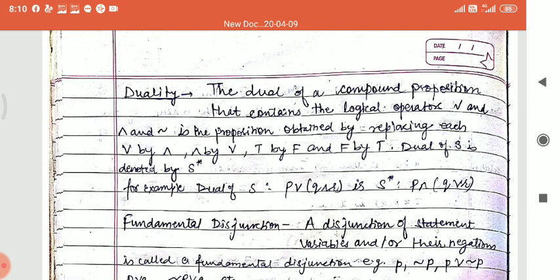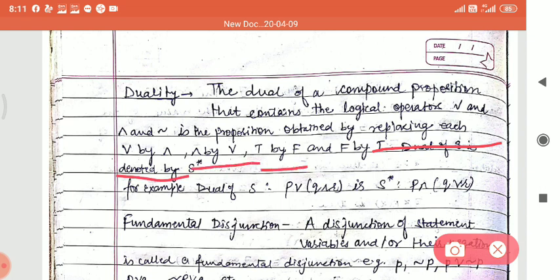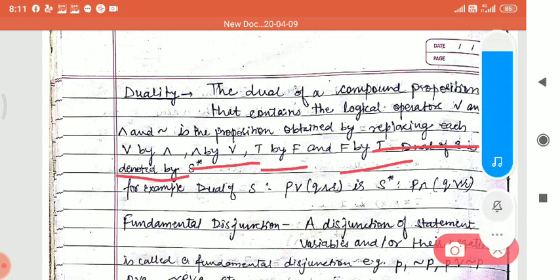How? For a compound proposition that contains the logical operators disjunction, conjunction and negation, the dual of the expression may be obtained by replacing each disjunction by conjunction, conjunction by disjunction, true by false and false by true. Then the expression we get is the dual expression of the original expression. So this is the principle of duality.